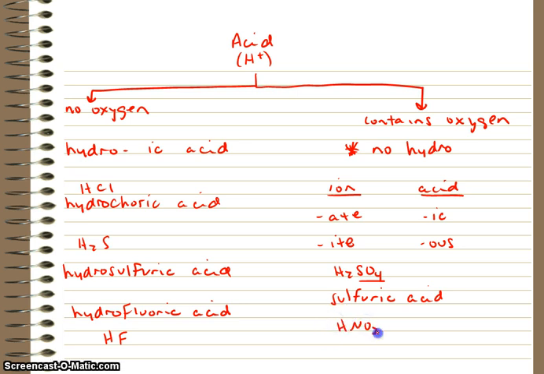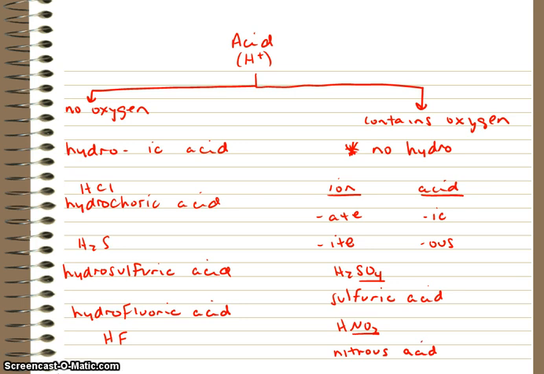Or if we had HNO2, the H makes it an acid. It contains oxygen, so we're on the right side of our flowchart. We're not going to use the prefix hydro. NO2 we should recognize as being nitrite. ITE goes to OUS, so this would be nitrous acid.